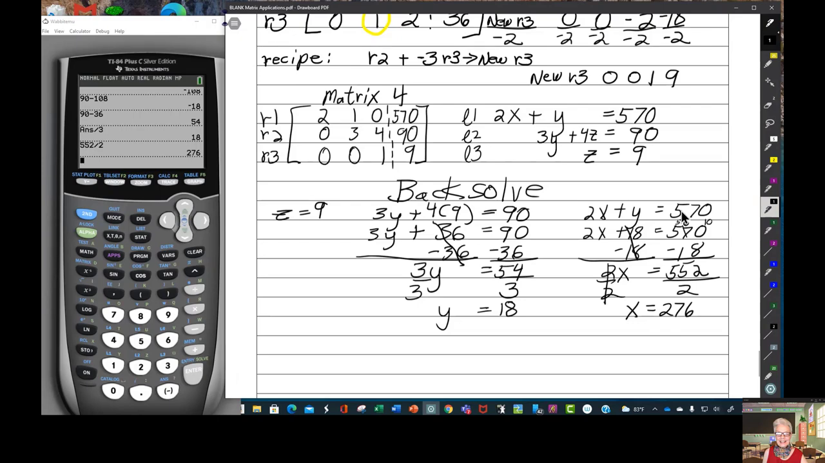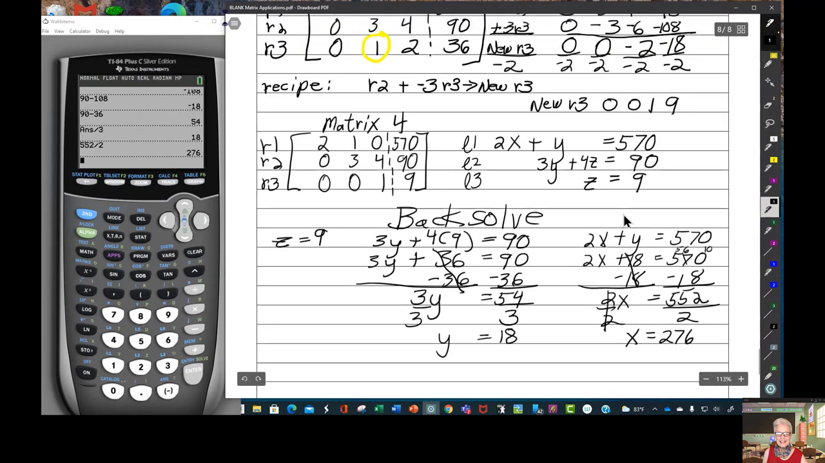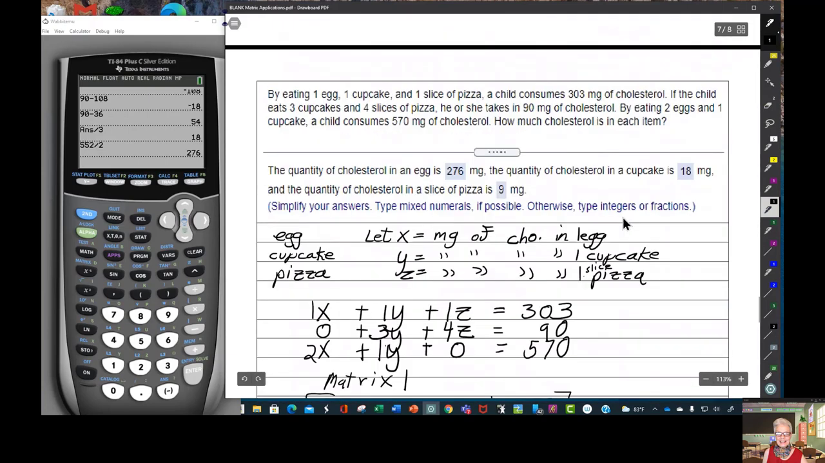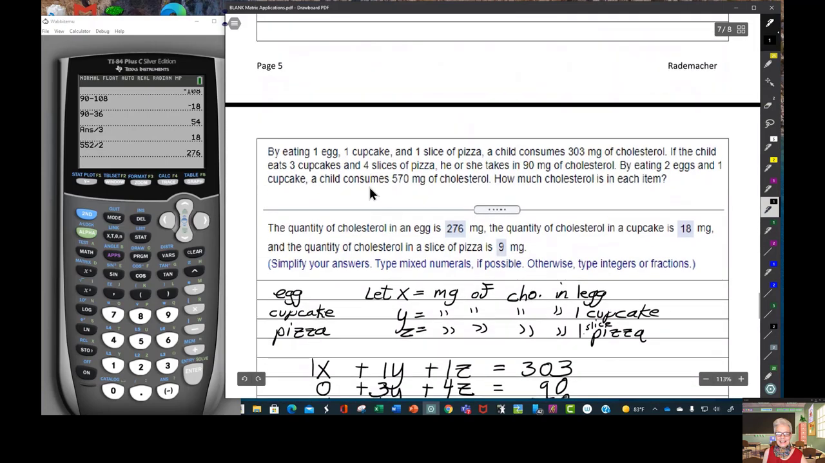Okay, this is how you do these problems. Let's analyze real fast. We very clearly have three parts to the problem. We're talking about eggs, we're talking about cupcakes, we're talking about pizza, we're talking about my choice, cupcakes and pizza.